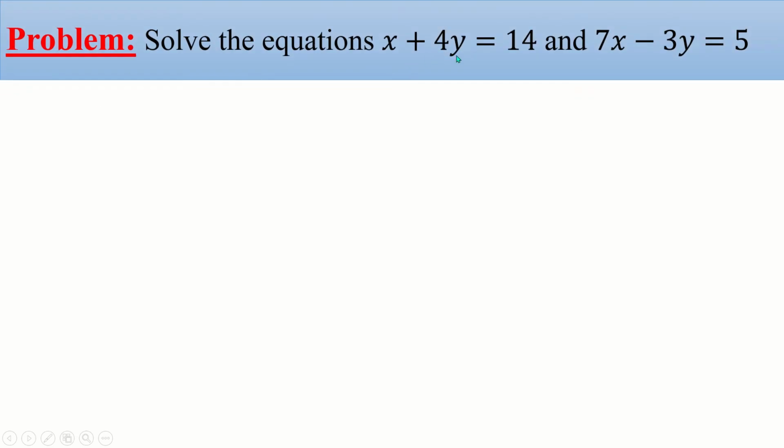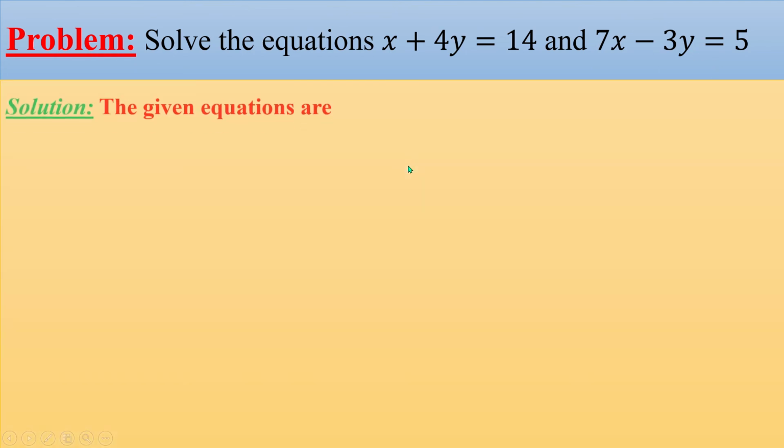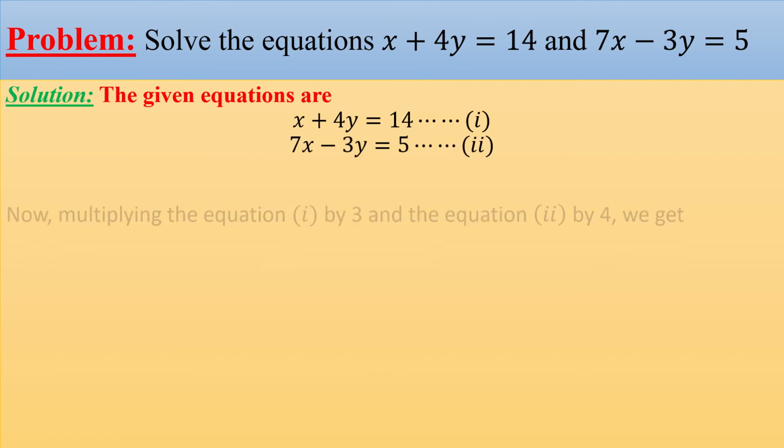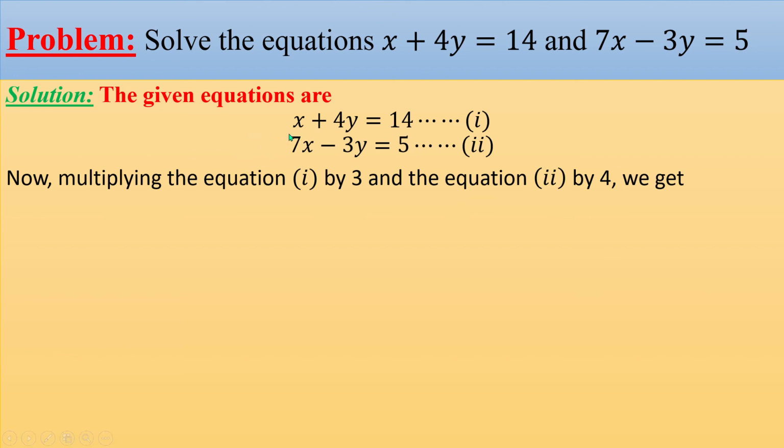Problem: solve the equations x plus 4y equal to 14 and 7x minus 3y equal to 5. The given equations are x plus 4y equal to 14, 7x minus 3y equal to 5. As the coefficient of y of the first equation is 4 and the coefficient of y of the second equation is 3, we have to multiply 1 by 3 and 2 by 4. So 3x plus 12y equal to 42 and 28x minus 12y equal to 20.